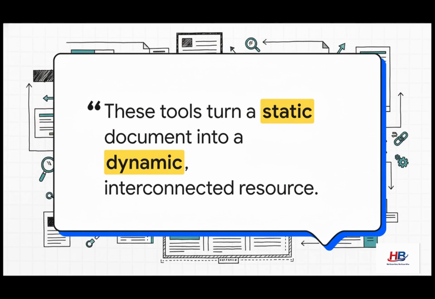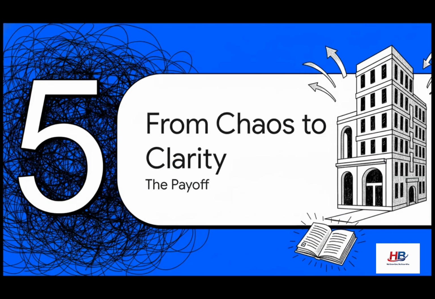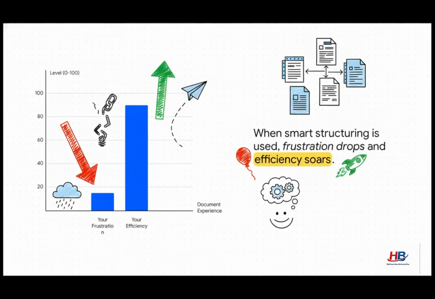So here's the crucial thing to understand. When you use these tools, your document stops being this flat, static block of text. It becomes a dynamic, interconnected resource, a real web of information that your reader can actually explore. Which brings us to the big payoff. We've gone from a chaotic mess to a beautifully architected structure. So what's the real-world benefit of doing all this work? Well, the payoff is pretty simple and pretty amazing.